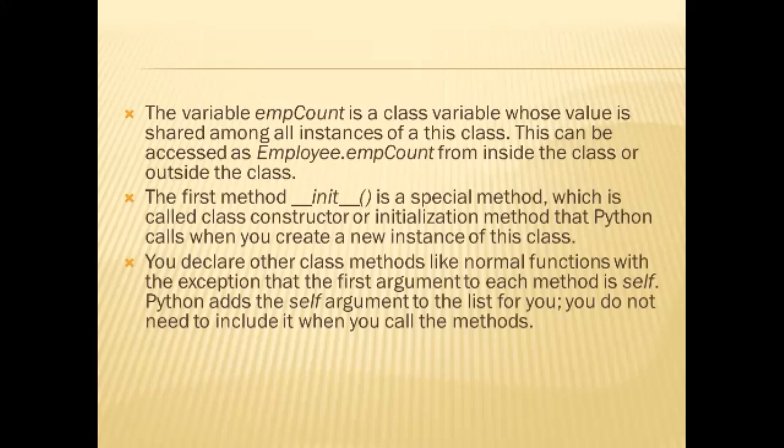When we declare other class methods like normal functions, the first argument to each method is self. Python adds the self argument to the list for you; you do not need to include it when you call the method. Here, when we give self, name, salary, it will take self.name is equal to name and self.salary is equal to salary. Here we don't need to write the program again and again.